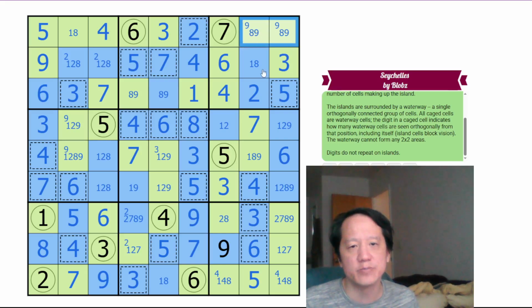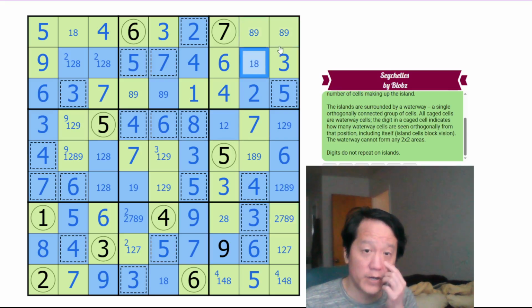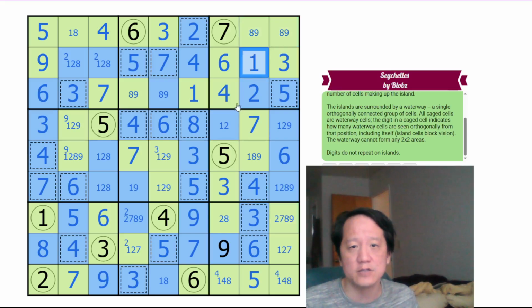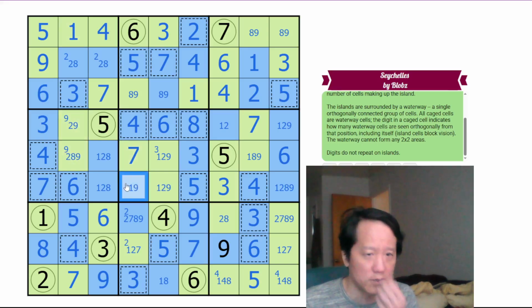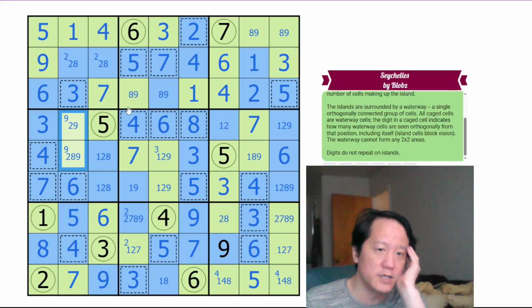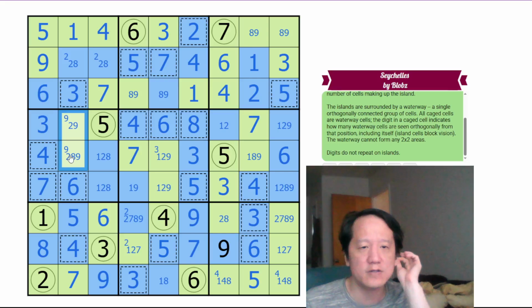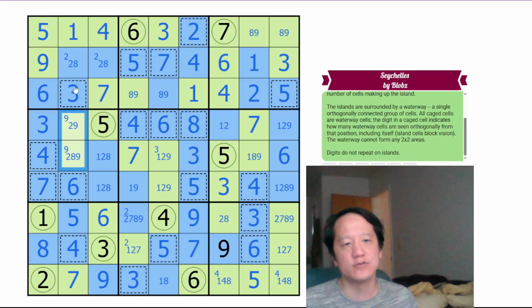This is 8, 9 as a pair, which eliminates 8 and 9 in the rest of the box and row. This can't be 8, it's 1. This can't be 8, it's 1. That eliminates 1 from being here. 1 eliminates 1 from being here. These cannot repeat on the island, so this cannot be both 8 and 9 here. So this has to have a 2, which means this can't be 2. That's 8, which means this can't be 8. That's 2. 8 eliminates 8 here.